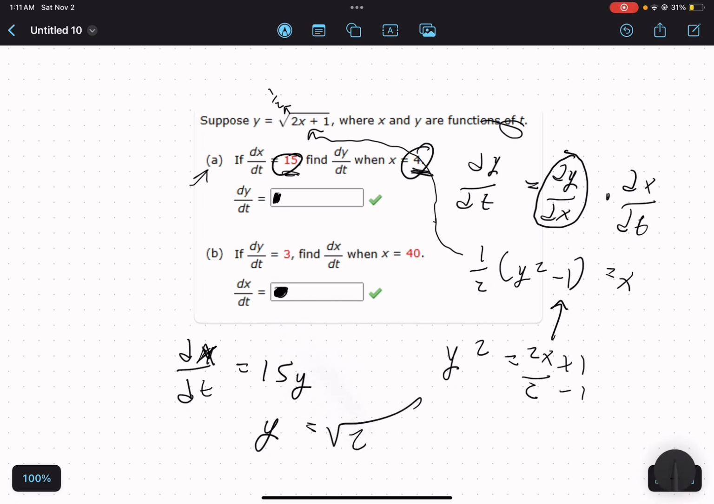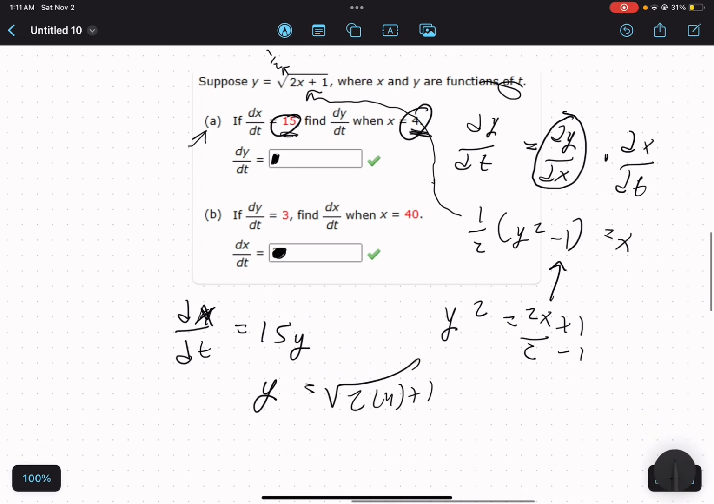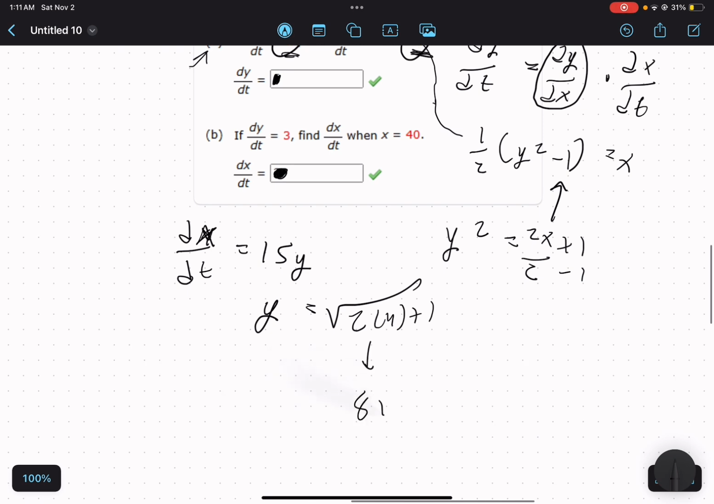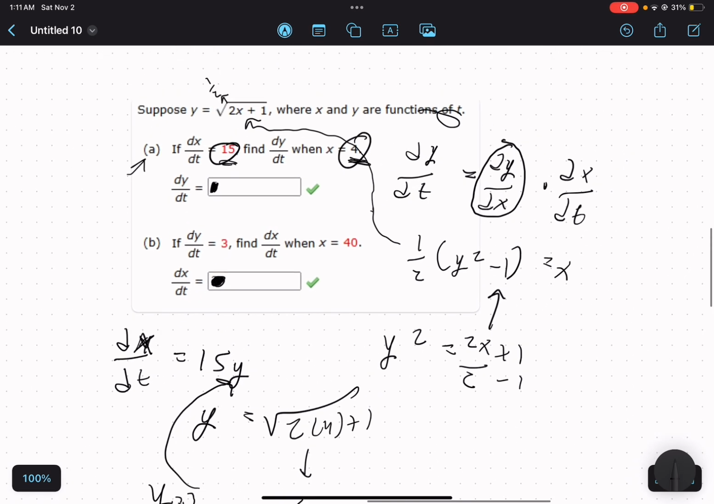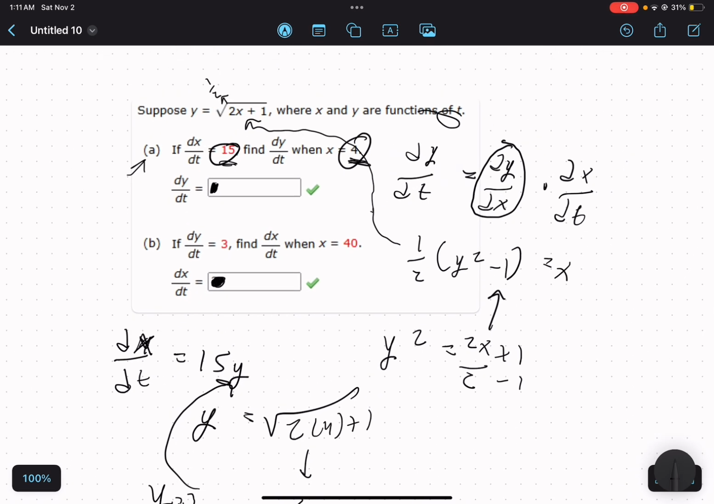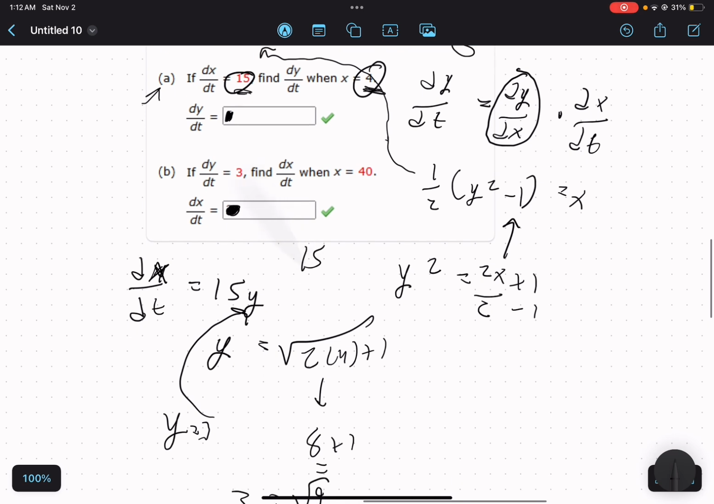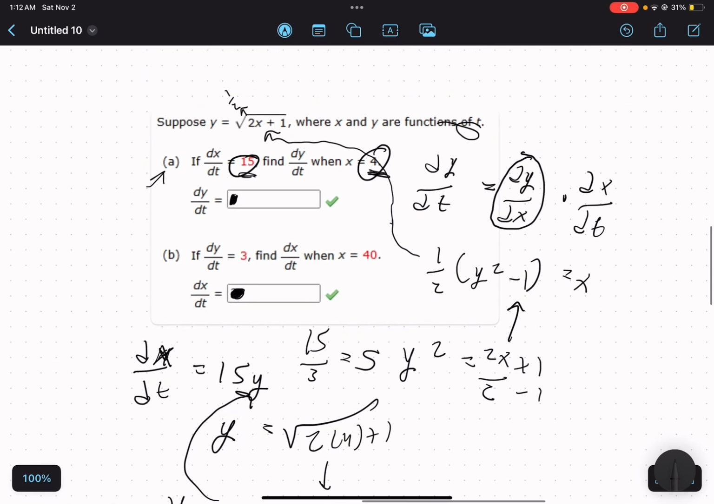So y equals the square root of 2 times 4 plus 1, which is 8 plus 1 equals 9. The square root of 9 is 3. So y equals 3, and you plug that in here. Except in this case, since we are using dy over dx, we actually need to divide. So 15 divided by 3 is equal to 5. And so your answer is 5.